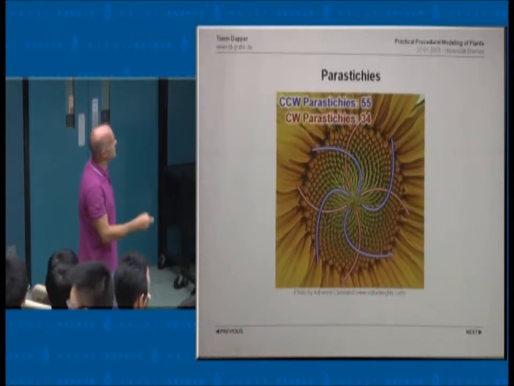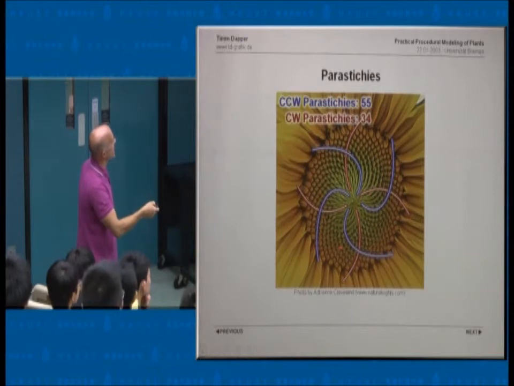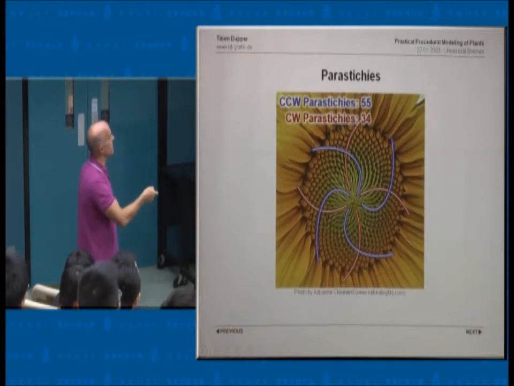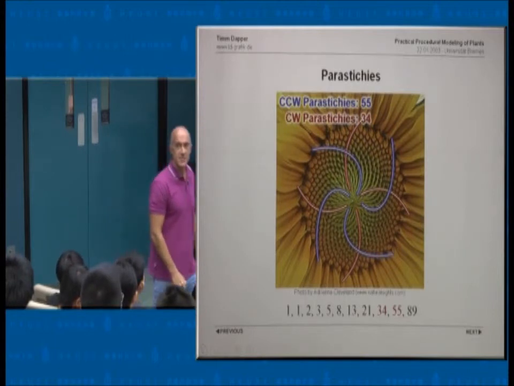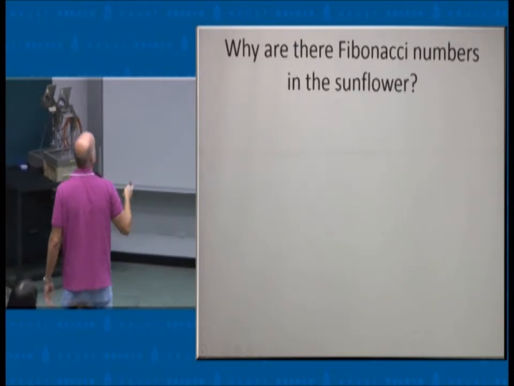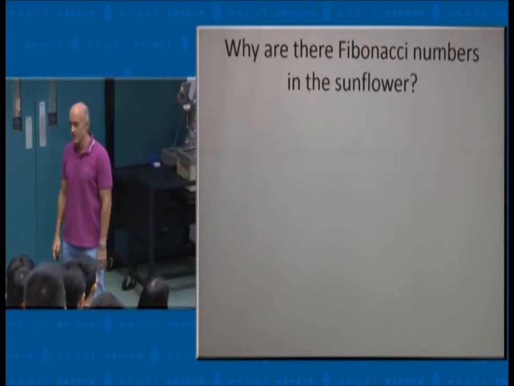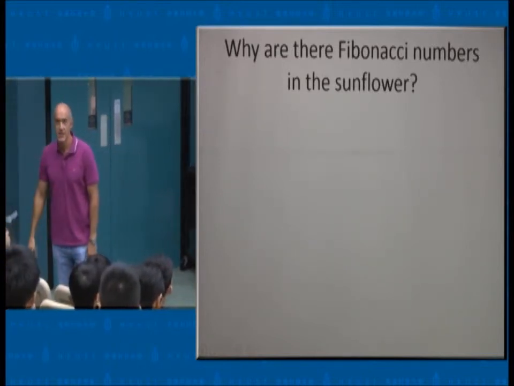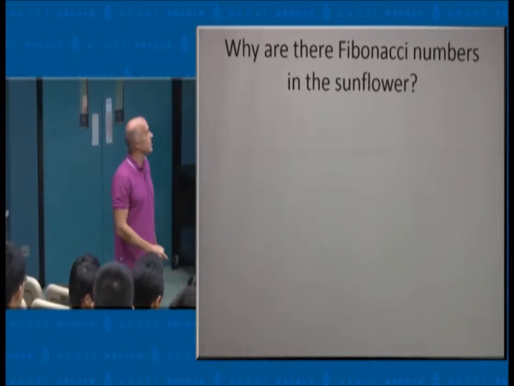Here's another one I took from the web, the internet. You count these spirals, 34 and 55. These are two Fibonacci numbers. OK? So why are there Fibonacci numbers in the sunflower? OK, that's the question. Why are two numbers from the Fibonacci sequence in the spirals of the sunflower?